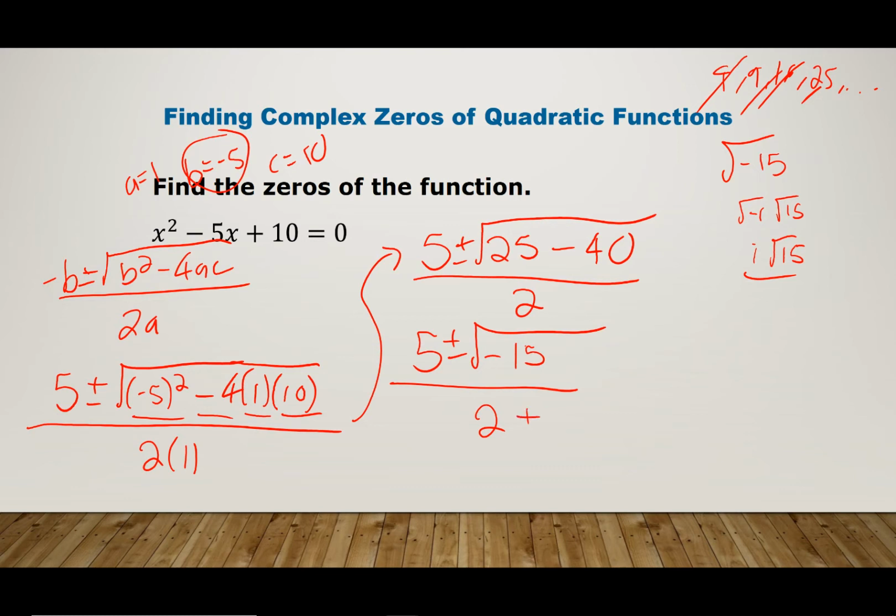So I still have 5, still have plus and minus. But now, instead of writing the square root of negative 15, I'm going to write i square root of 15. Because that's just simplified into i square root of 15. All divided by 2. And that's going to be it for this problem, because there's nothing else I can simplify.